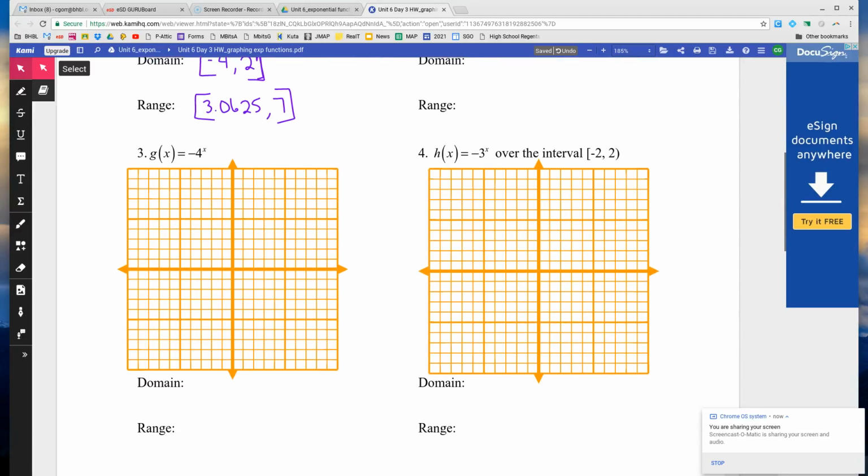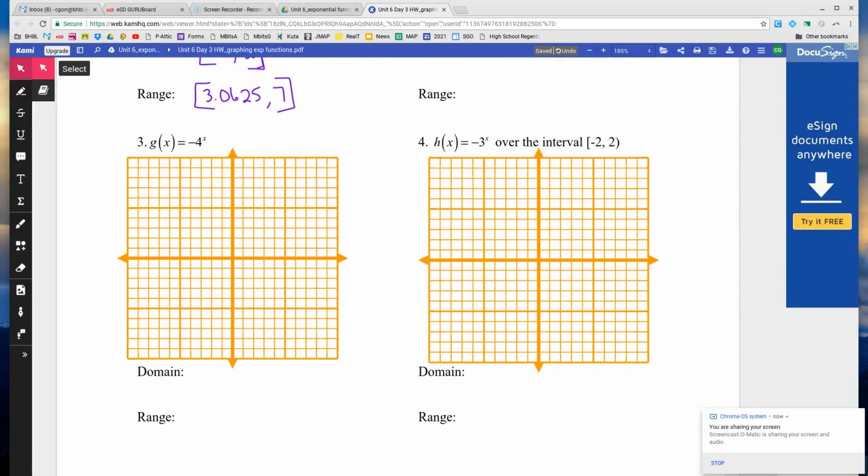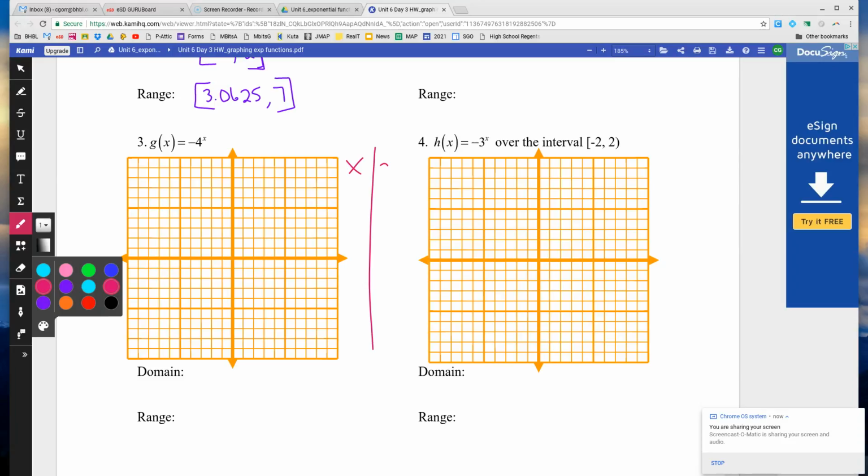All right, moving on to number 3. We have -4 to the power of x. Notice this is not in a parenthesis. So this does tell us that what's going to happen to my graph is that it's going to flip over my axis. So even though there is no restricted domain, I do want to include a table of values. So x, and in this case I have a g of x. Looking at my table, I'm going to look for some points that might be really nice to plot.